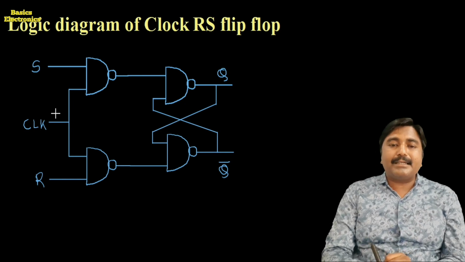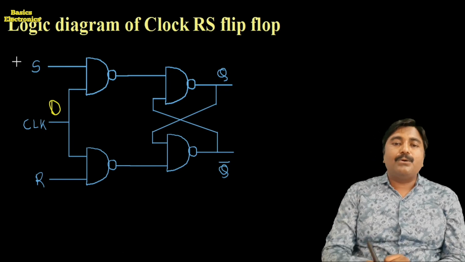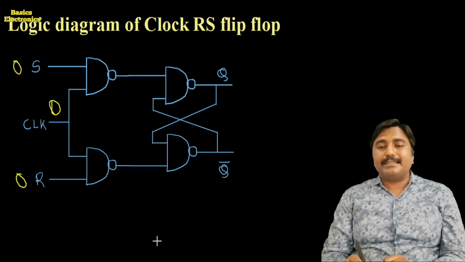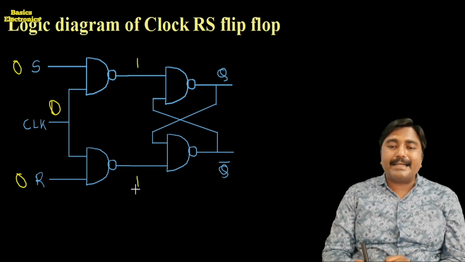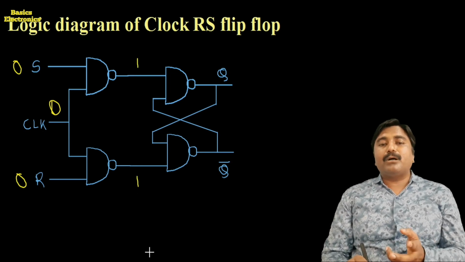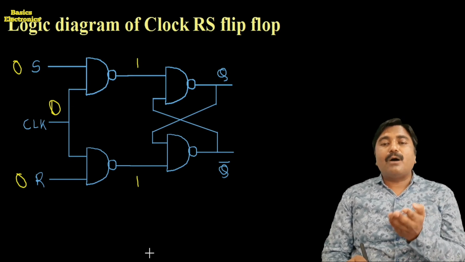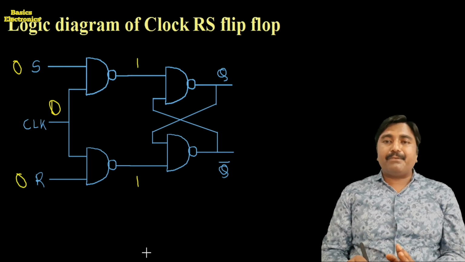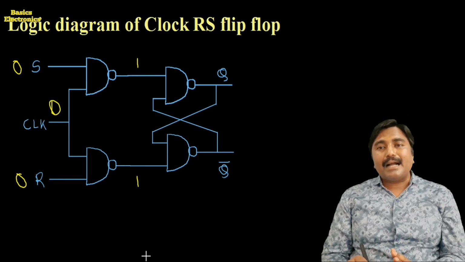Okay, so we consider again the clock pulse is equal to 0, and here the R input is equal to 0, S input is equal to 0. Here the outputs of both the NAND gates are 1 1. Why? Because 0.0 is equal to 0 and its complement is equal to 1, or we can say if any one input of the NAND gate is low, then it produces a high output.